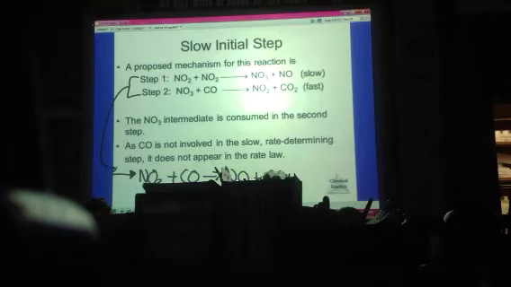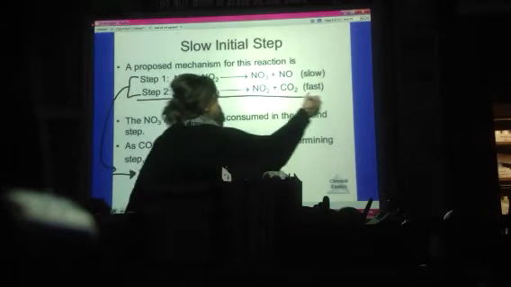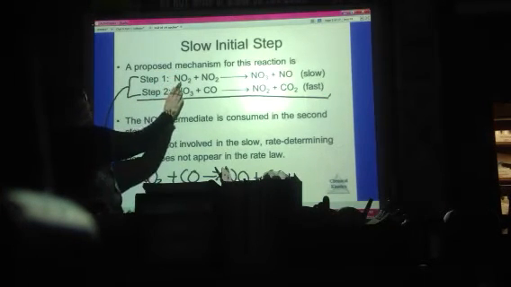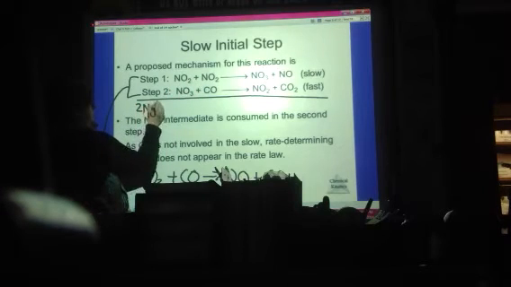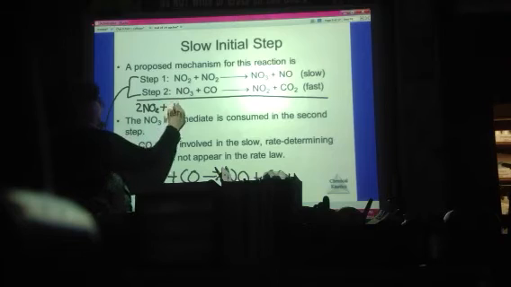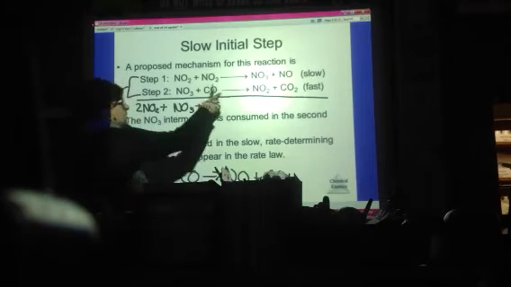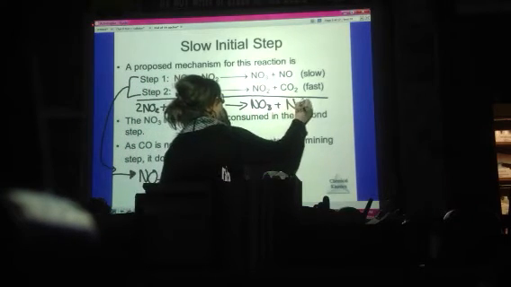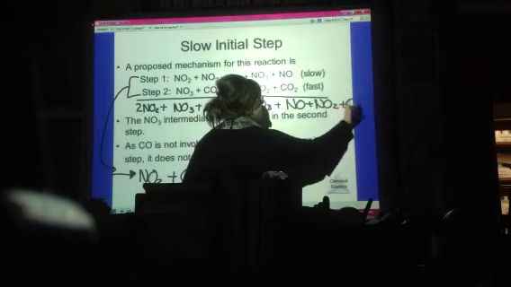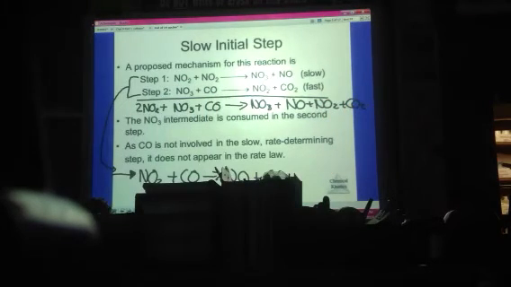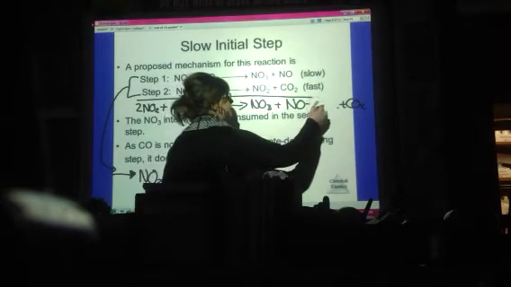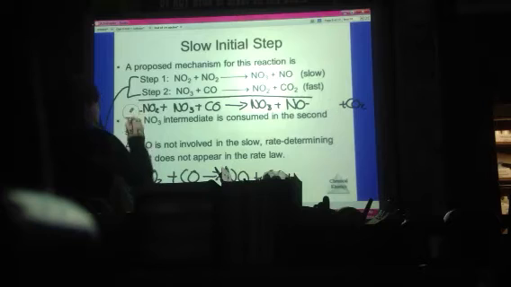Okay, so ultimately, if we take our 2 steps, let's write the overall reaction based on these 2 steps. So I have 2 NO2 plus NO3 plus carbon monoxide yields NO3 plus NO plus NO2 plus CO2. Let's try to cancel some stuff out. So we have 2 NO2s over here, and I have 1 over here. So I can completely cross out this one, and let's get rid of the 2 there.